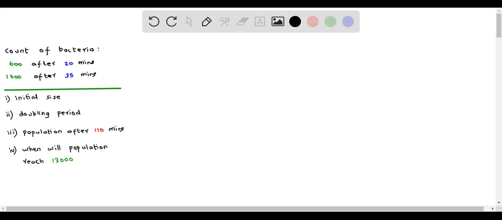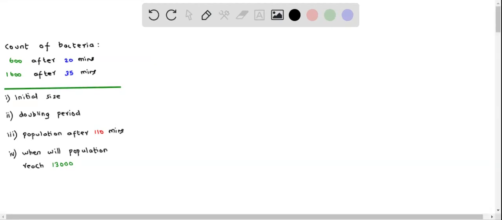In this question, we are given that the count of bacteria is 600 after 20 minutes and 1600 after 35 minutes, and the count grows exponentially. We answer four questions: we determine the initial size of the bacteria, the doubling period, the population after 110 minutes, and the time it will take to reach the population 13,000. So let's see how to answer these questions.